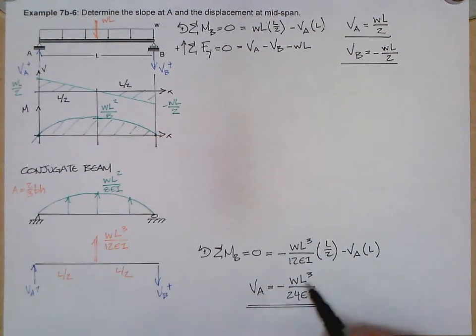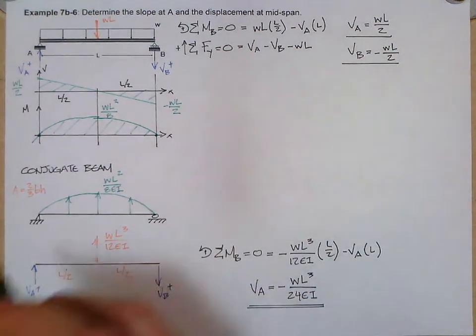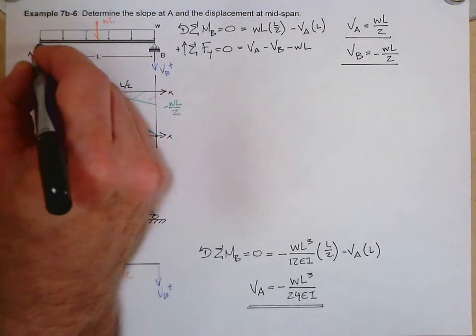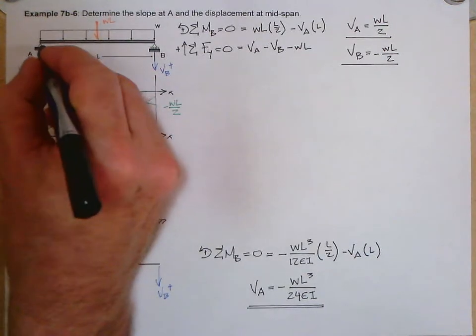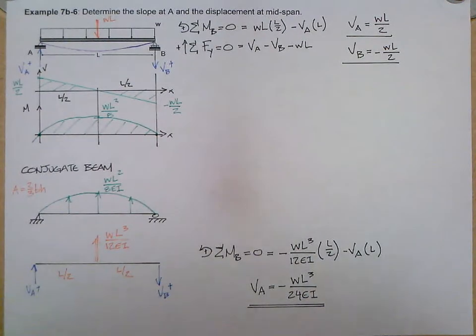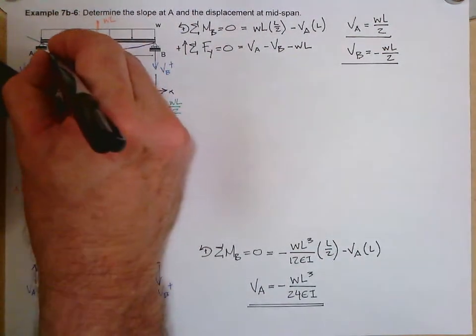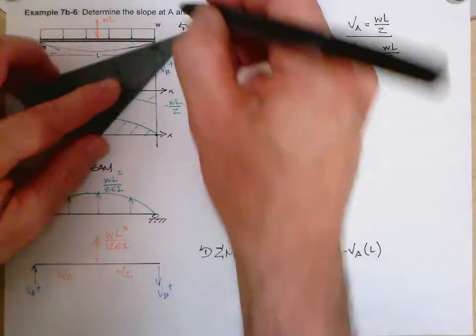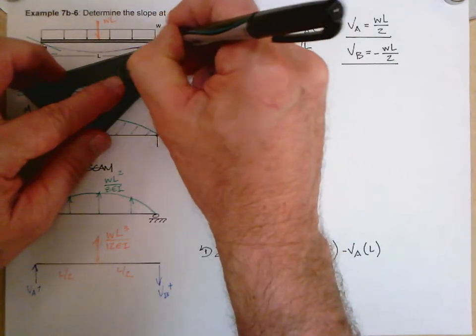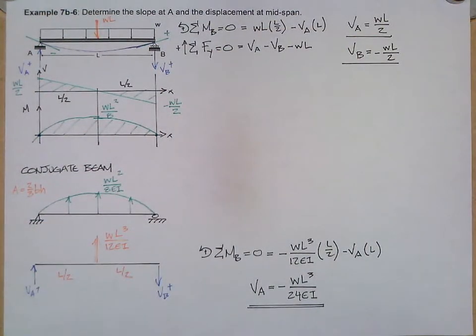Let's look at this negative. When this beam deflects, I think you can see it's going to deflect something like that. And if you look carefully, you can see the slope here. That is a negative slope. The slope at B will probably have the same value, but positive. But we want the slope at A, so there it is.